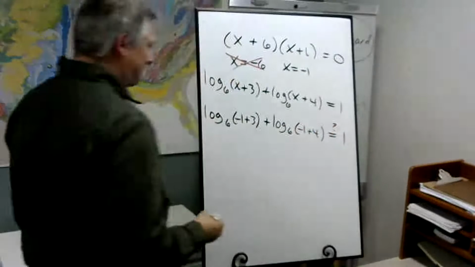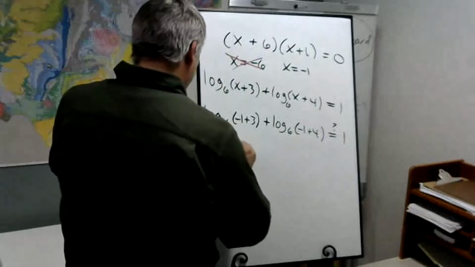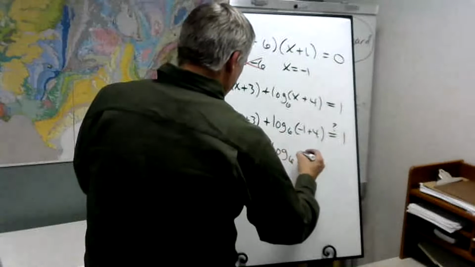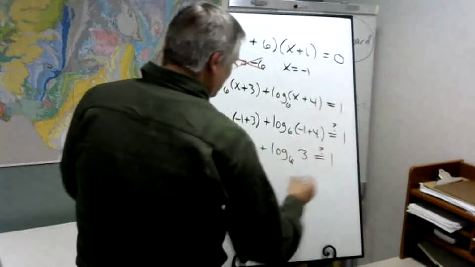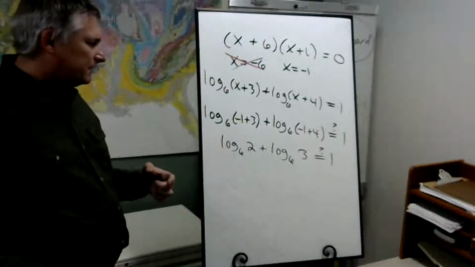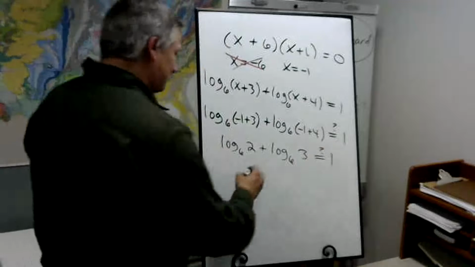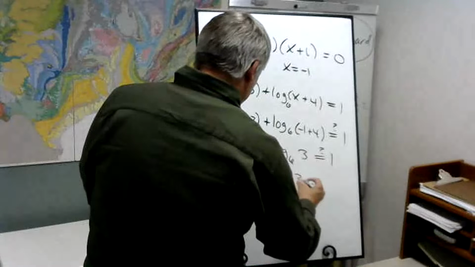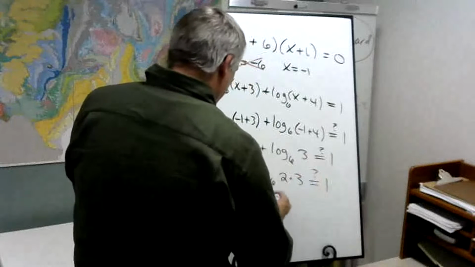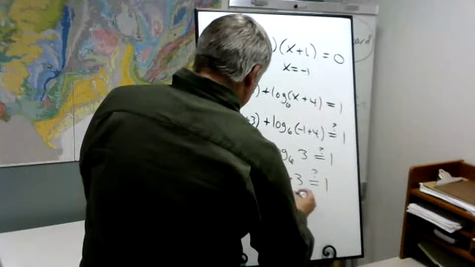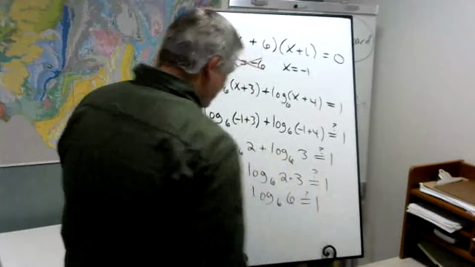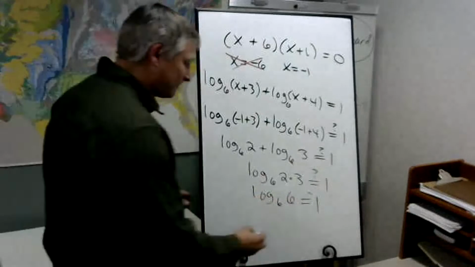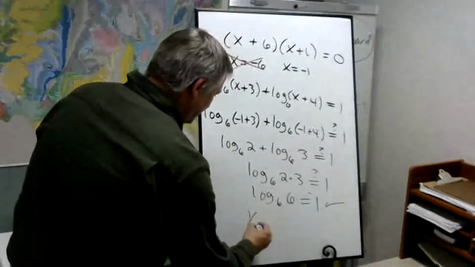Well, does this equal 1? Or is log base 6 of 2 plus log base 6 of 3, does that equal 1? Well, the sum of logs will be the log of a product. So this will be log base 6, 2 times 3. Does that equal 1, or is log base 6 of 6 equal to 1? Well, it is. Log base 6 of 6 is 1. So that tells us we have an answer.